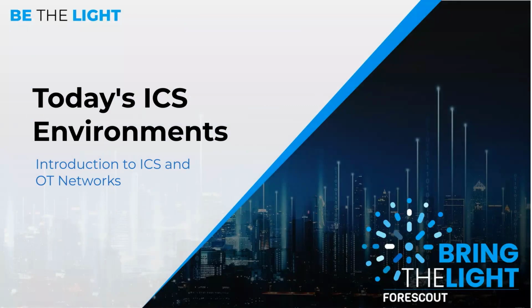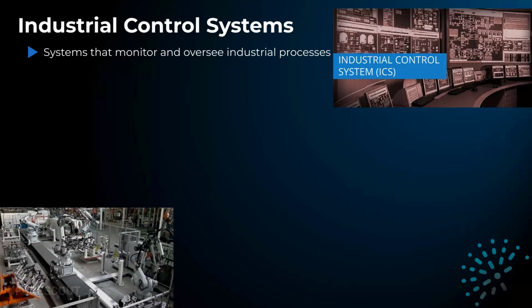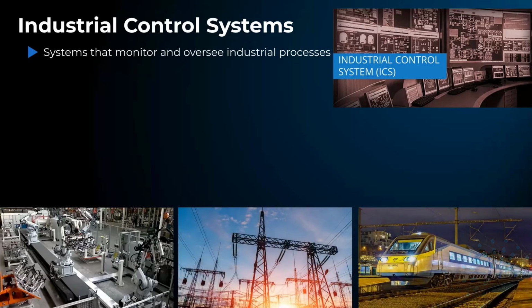In Lesson 2, we'll cover the ICS environments of today. An industrial control system, or ICS for short, is a system that manages or oversees an industrial process. For example, it could be a factory that produces cars, an electricity grid, or an entire city's transportation system. Each of these scenarios is managed by an industrial control system.